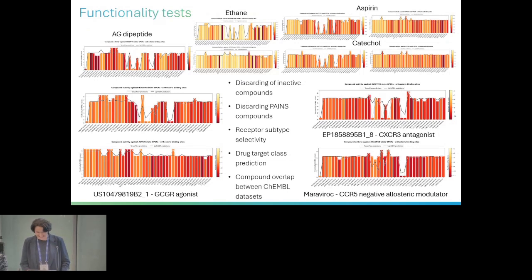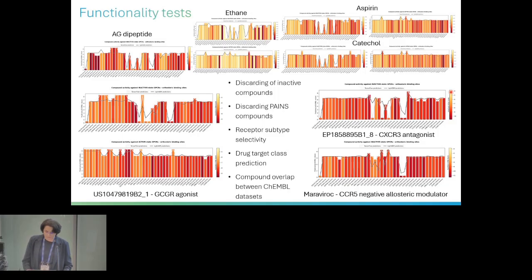Right. What about functionality tests? As you see here, it can be used to discard inactive compounds that are not GPCR ligands at all. It can also discard so-called PAINS compounds, such as aspirin or catechol, that demonstrate falsely positive results in virtual screening. GPCRVS can also show that the binding sites of class B receptors are indeed fitted to peptide-like compounds. Though not always, in many cases GPCRVS correctly predicts a certain subtype of a receptor for a tested compound.